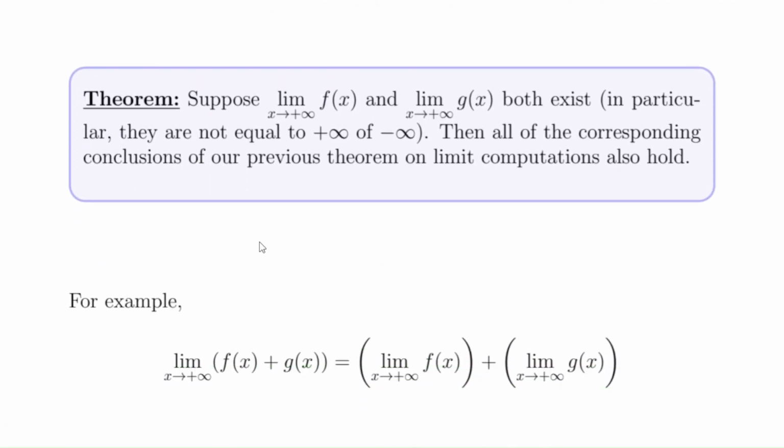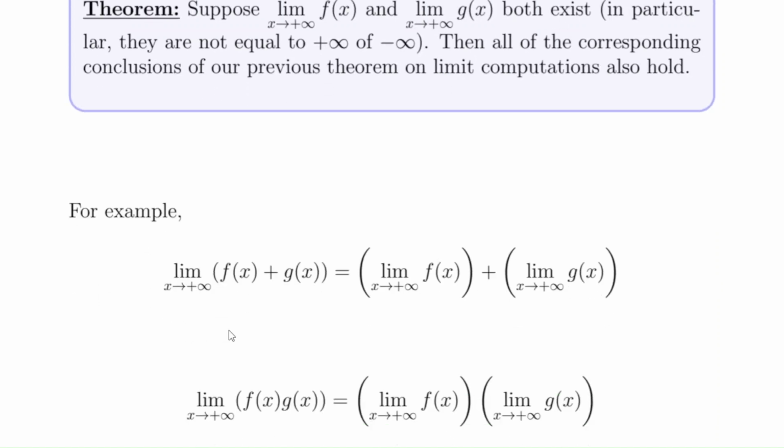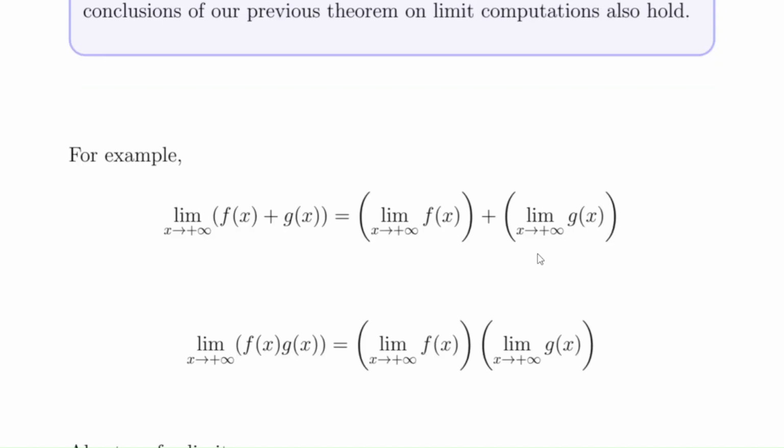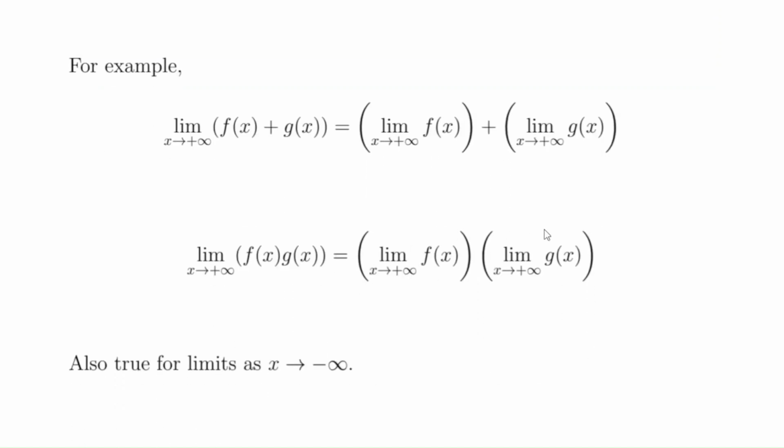Now we also have a theorem that's similar to a previous theorem that we had. Remember the theorem that said the limit of the sum is the sum of the limits? Well, the same thing can be said for limits at infinity. So suppose the limit as x approaches infinity of f of x and the limit as x approaches infinity of g of x both exist. And in particular, they're not plus infinity or minus infinity, they're just numbers. Then all the corresponding conclusions of our previous theorem on limit computations also hold. So the limit of the sum is the sum of the limits, or the limit of the product is the product of the limits. And the same thing also holds for limits as x approaches negative infinity.